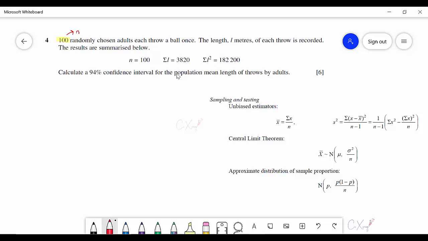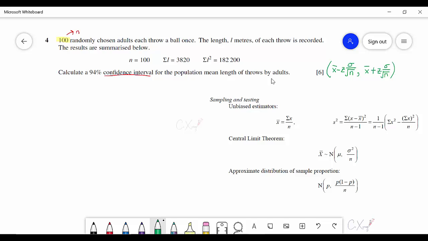Now they want us to calculate the 94% confidence interval for the population mean length of throws by adults. First of all, we need to know what formula we need to apply for this confidence interval. The confidence interval for the mean: the lower limit will be sample mean minus z multiplied with sigma divided by square root n. The upper limit will be sample mean plus z multiplied with sigma over the square root n.